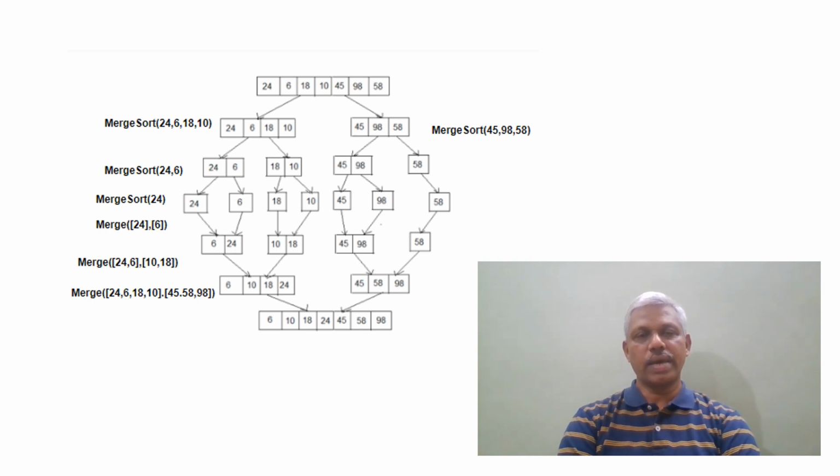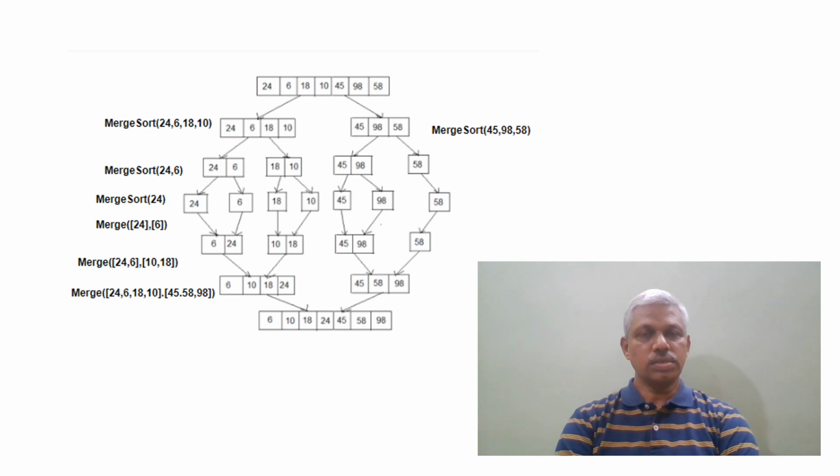Given array is consisting of 7 elements, mid is calculated. In this case, mid is taken as 4. After four elements, the first subarray is divided: 24, 6, 18, 10, and 45, 58, and 98 is the second subarray, consisting of 3 elements. Once mid is calculated, the merge sort on the left subarray is initiated, which is 24, 6, 18, 10.